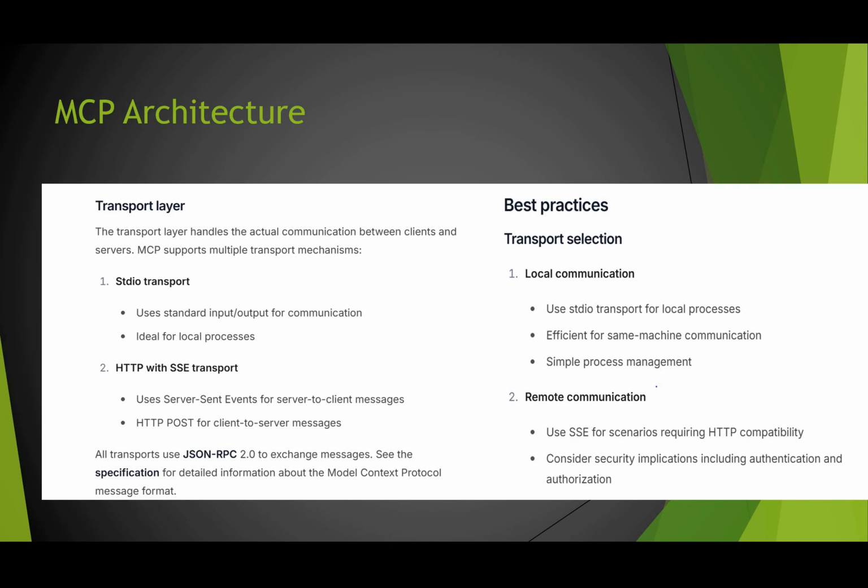As you can see, this transport layer handles the actual communication between your client and servers. MCP supports multiple transport mechanisms. One is stdio transport, which uses standard input output for communication. This is ideal mainly for local processes. It also has HTTP with SSE transport, which uses server-sent events for server-to-client messages, and HTTP POST for client-to-server messages. Please note, all transports use JSON-RPC 2.0 to exchange messages, so it uses JSON for its communication.